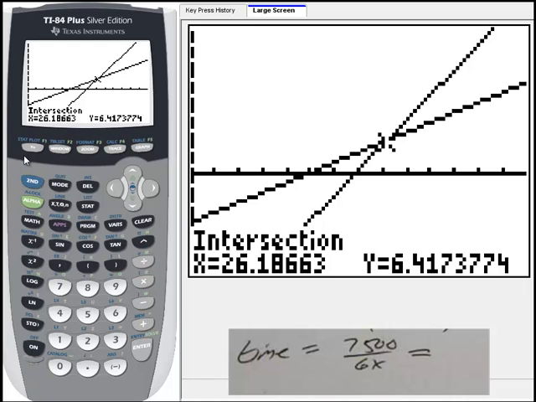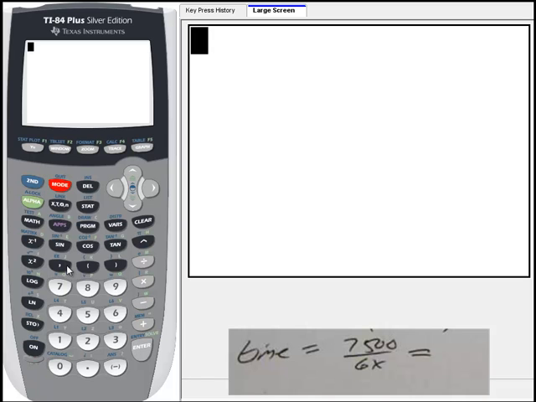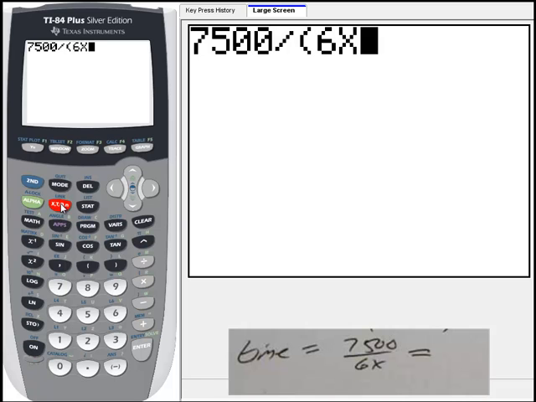Okay, so on this calculator, let's go to the home screen and let's perform that important computation. 7,500 divide by, now to divide by all of 6x, be sure to use parentheses here. Keep all 6x in the denominator. If you just put in a 6x without the parentheses, the calculator will go left to right in order of operations. In other words, it'll do 7,500 divided by 6, and then it will multiply by the x. So you need the parentheses to keep all 6x in the denominator.